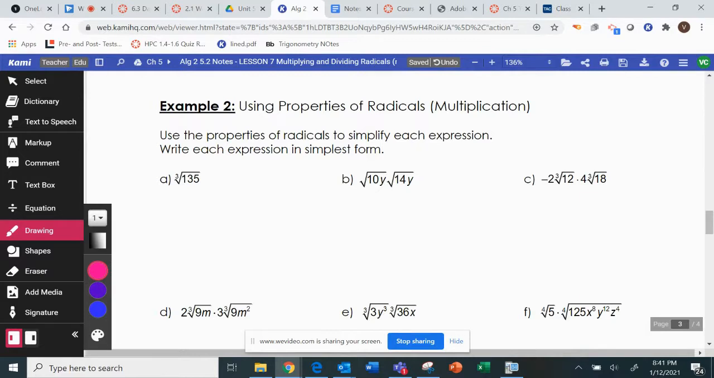So here we're going to use properties of radicals with multiplication to simplify each expression. I'm going to zoom in. I'm going to go through each one.